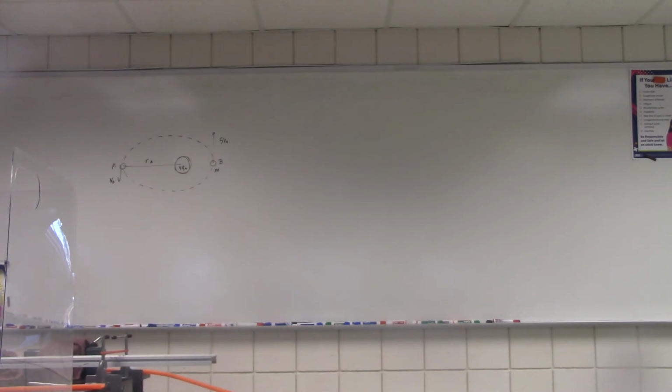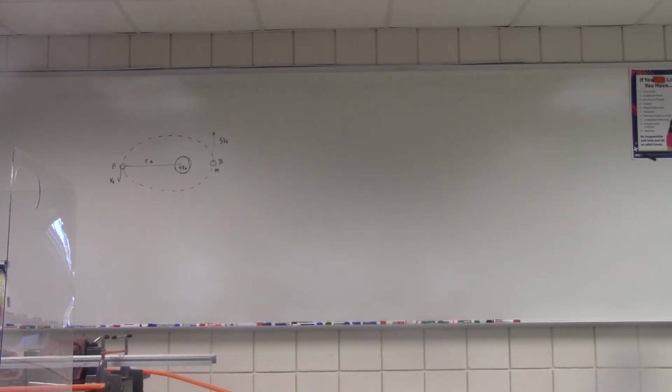So if you read the question, it says, a moon of mass m orbits a planet of mass 49m in an elliptical orbit as shown. When the moon is at point A, its distance from the center of the planet is RA and the speed is v0. When the moon is at point B, the speed is 5v0. Fine, we all got that.